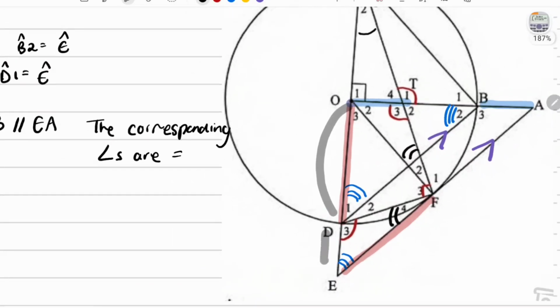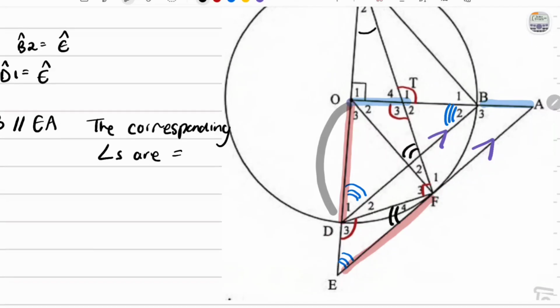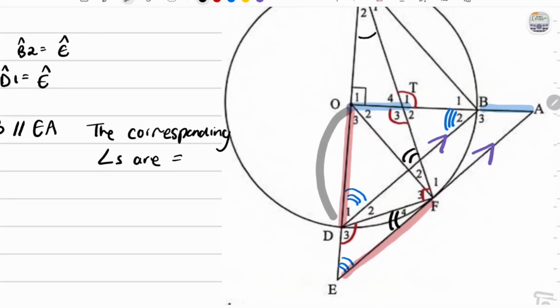Shouldn't DE be equal to AB? They should be equal. The reason I say they should be equal is because remember, these lines are parallel now. And if they're parallel, angle B2 should be equal to angle A because of corresponding angles as well. And because you have angles being equal in a triangle, it would mean that those sides are equal. The two opposite sides of that triangle would be equal.